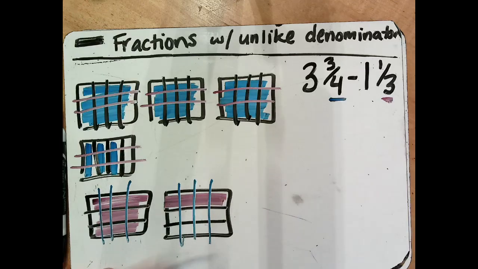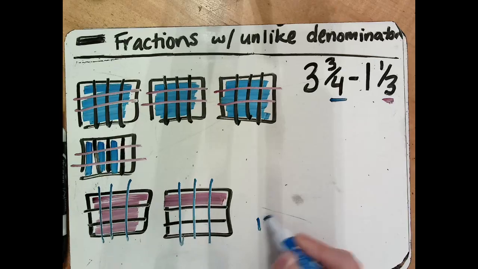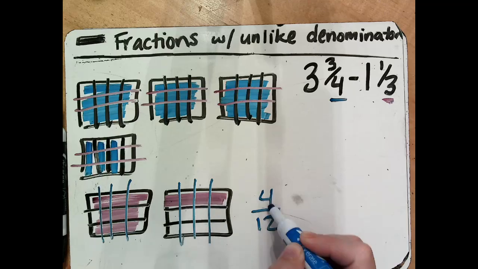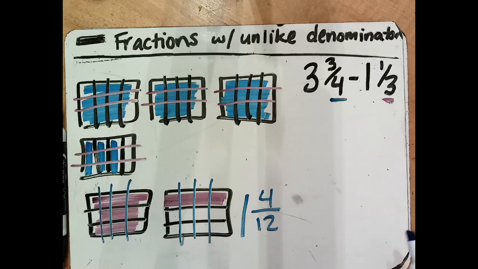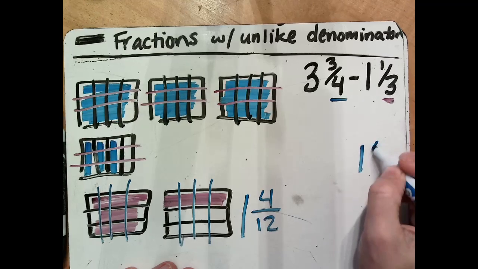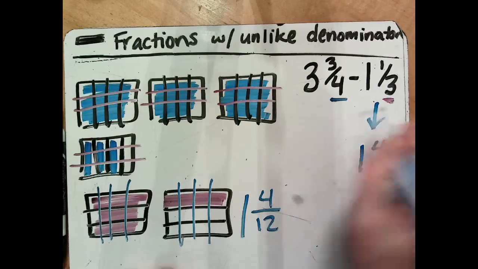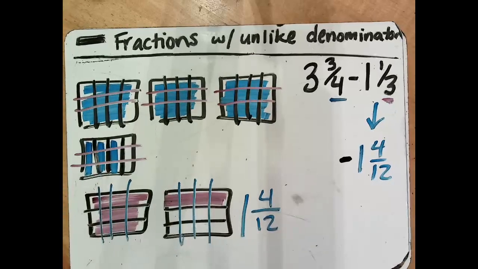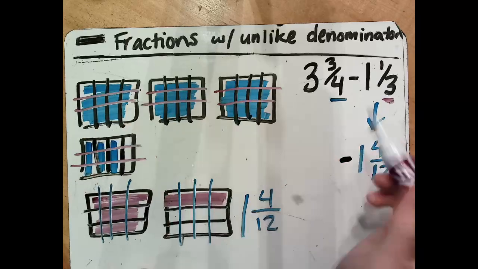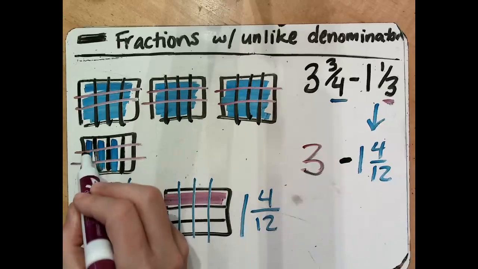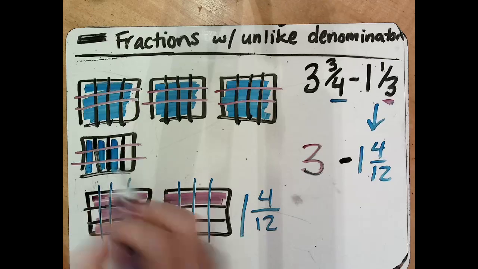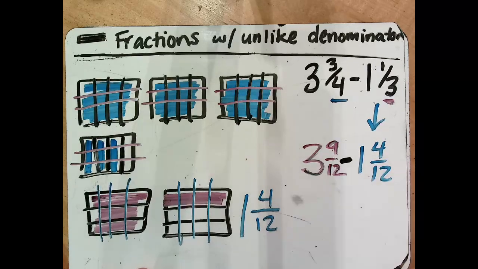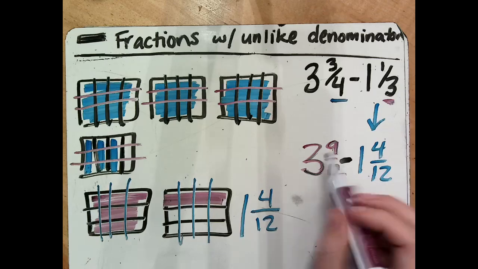All right, now I have a common denominator, and you can probably already tell me, I have a common denominator of 12. And in total, over here, I have 1, 2, 3, 4 pieces of 12, plus a whole. So I have 1 4/12, which is the number I'm going to take away from this number here. I've got 3 wholes and 1, 2, 3, 4, 5, 6, 7, 8, 9 pieces of 12.